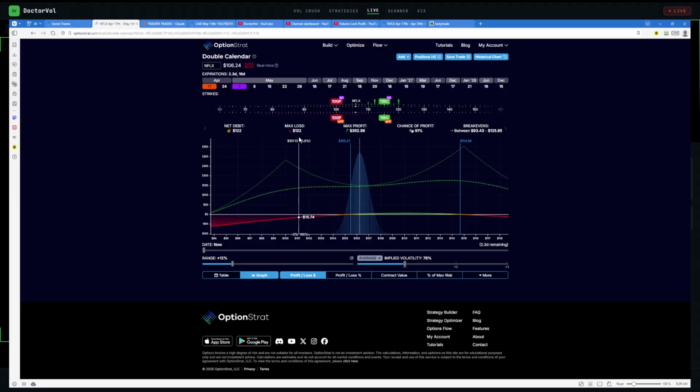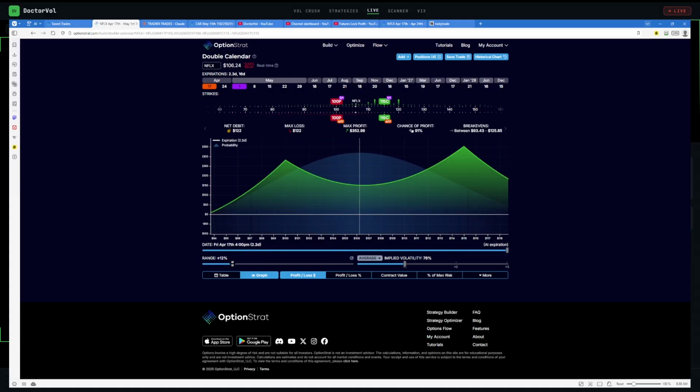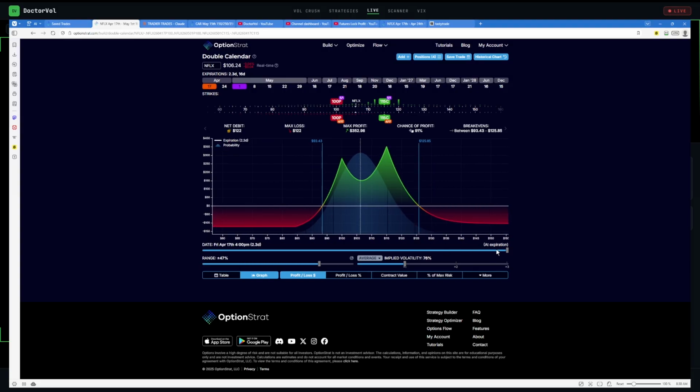Our maximum loss shows as $122. Maximum profit is $352. The duration of the trade looks like that. That's basically how we're looking. One thing you'll notice is that it's calculating a probability of profit of 91%. That's a really good number. I like that number.